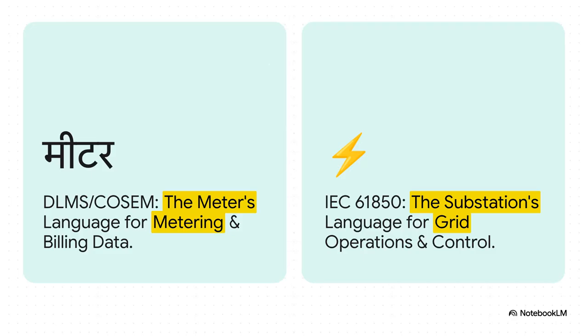And these are the two heavy hitters, DLMS/COSEM and IEC 61850. Think of DLMS/COSEM as the meticulous accountant, carefully designed for billing and collecting data from your meter. But IEC 61850, that's the high-speed, high-stakes language of grid control, where preventing a catastrophic blackout is literally measured in milliseconds. Let's break them both down.